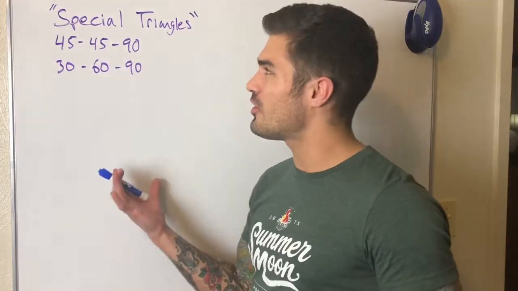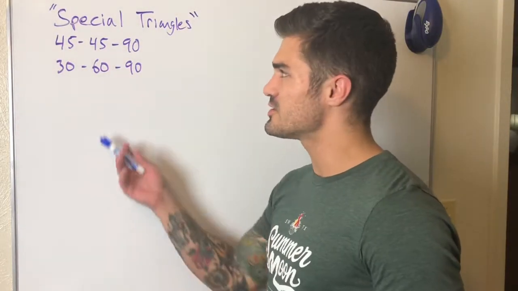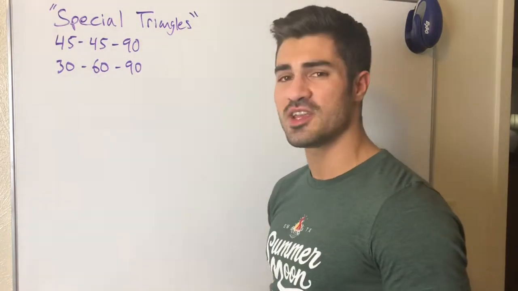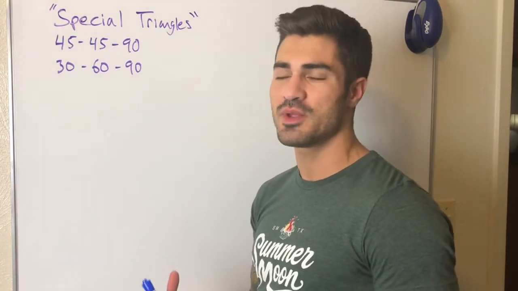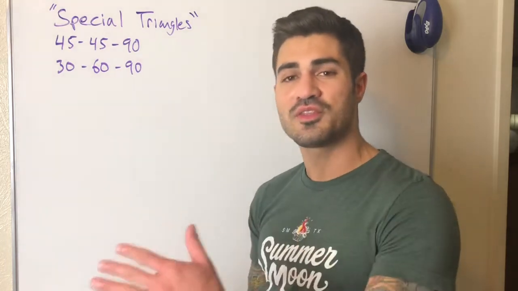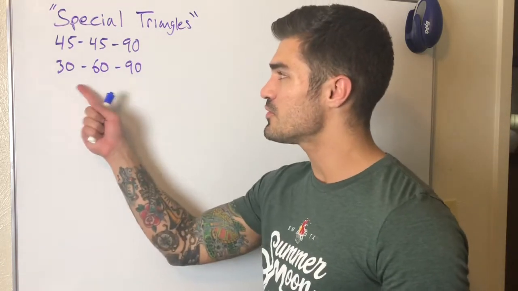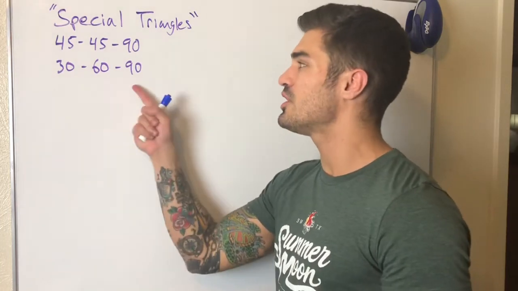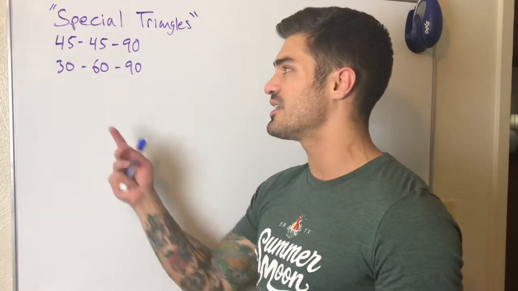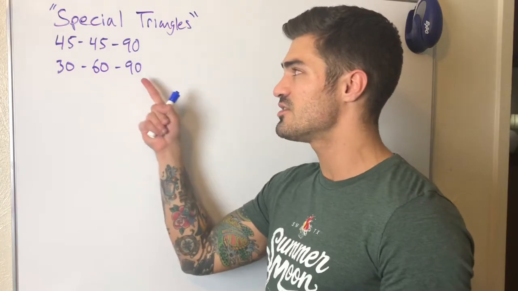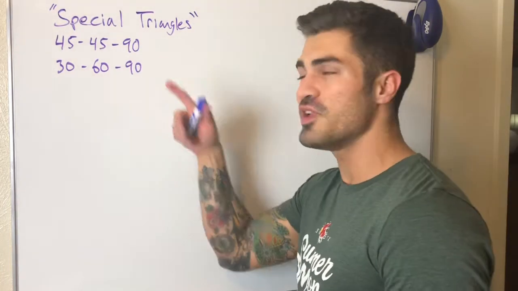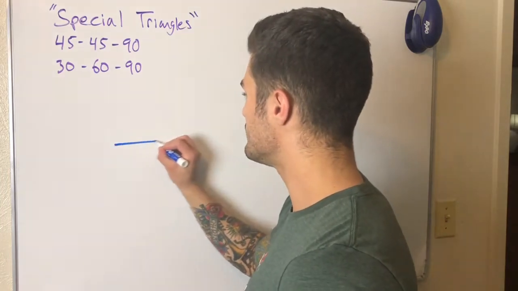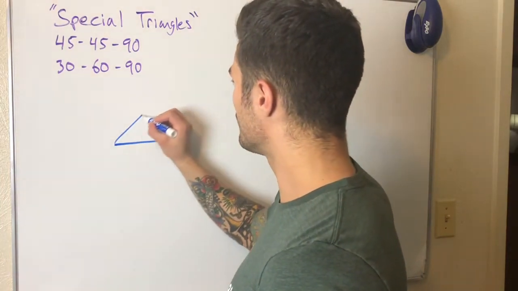All right, so the reason we call these special triangles is because for 45, 45, and 90-degree triangles, there is a specific relationship that we can find in general between the three side lengths. Same goes for 30, 60, 90. It's not the same relationship, but we can find a different relationship between the three side lengths of a 30, 60, 90-degree triangle. So I'll prove each one of these right now. Let's start with 45, 45, 90. That seems to be a little bit simpler one.